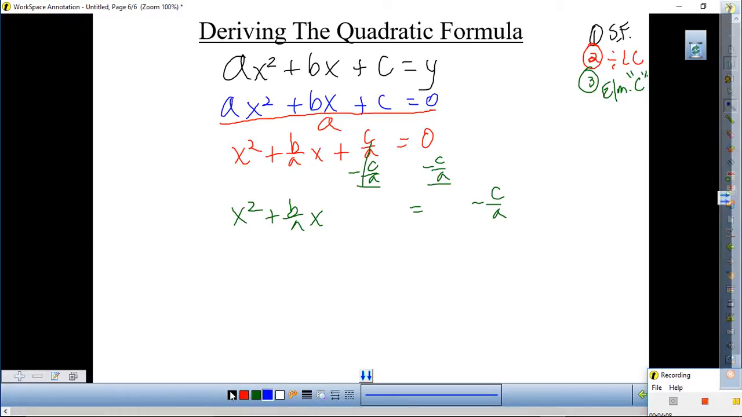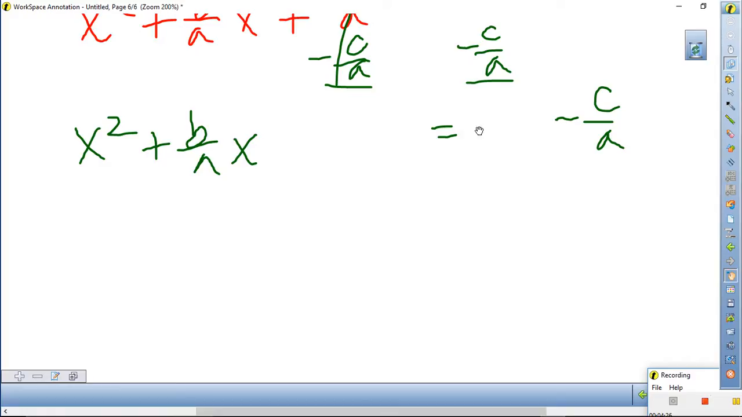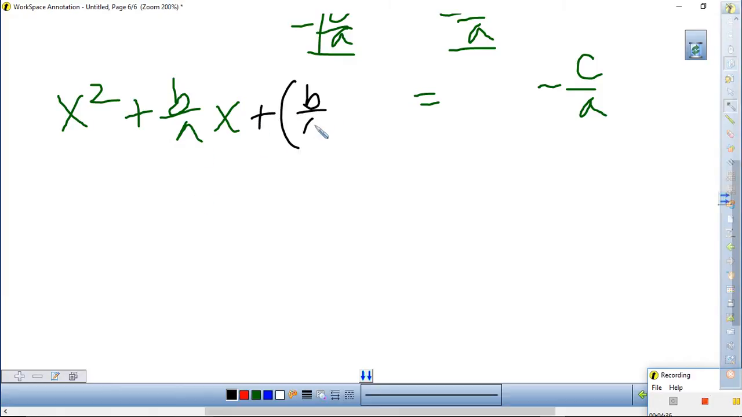Step 4. This is where it starts getting interesting. For step 4, we said we need to complete the square, don't we? Which means we need to add what? B over 2 squared. You guys remember that? Okay, so let me zoom in. By looking at this equation right here, what is B? B over A. So I'm going to add B over A, and instead of doing over 2, what do I do? Divided by 2 squared. Add b over a divided by 2 squared.